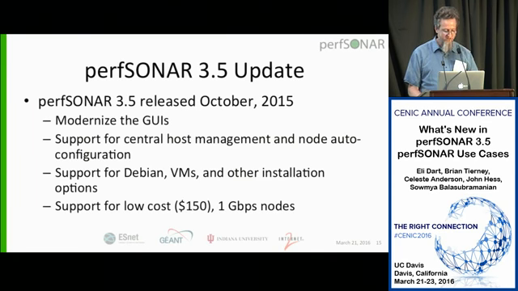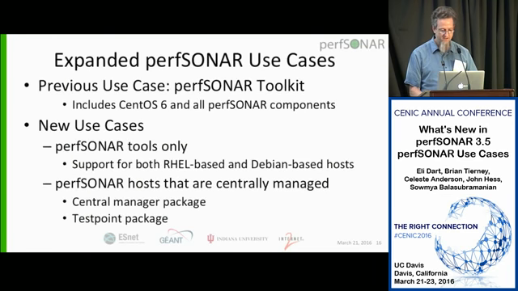The most recent release of perSONAR was version 3.5, which came out last October. That was the first time we supported things beyond CentOS. We now support Debian. We have some support for VMs. We have support for low-cost nodes. The low-cost node world is mostly a Debian world, so that was important. And again, we expanded our use cases beyond this toolkit notion where you install everything at once, so you can install different bundles. And a big focus was on the ability to do central management. So it's for folks who want to manage a wide perSONAR deployment.